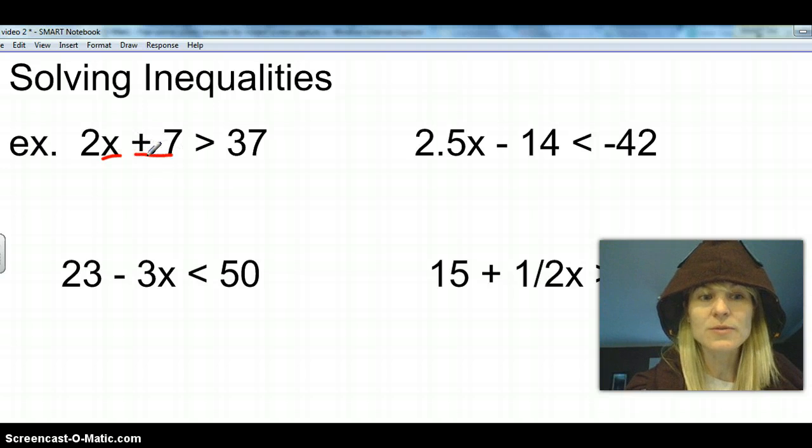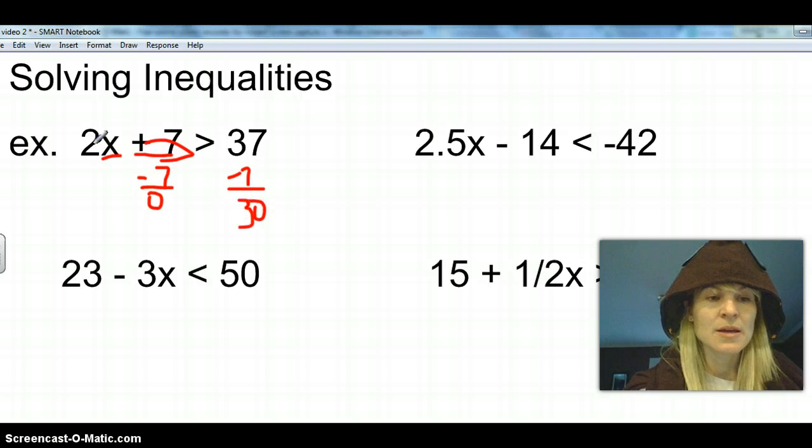And the inverse of plus 7 is subtracting 7. Or you can look at this as positive 7 and negative 7, and that will give you 0. And what you do to one side of the equation, you must balance and do to the other side. So we subtract 7 here, and that will give me 30. Okay, so now I'm left with this 2x over here. So we just bring the 2x down, and that is greater than our 30 here.